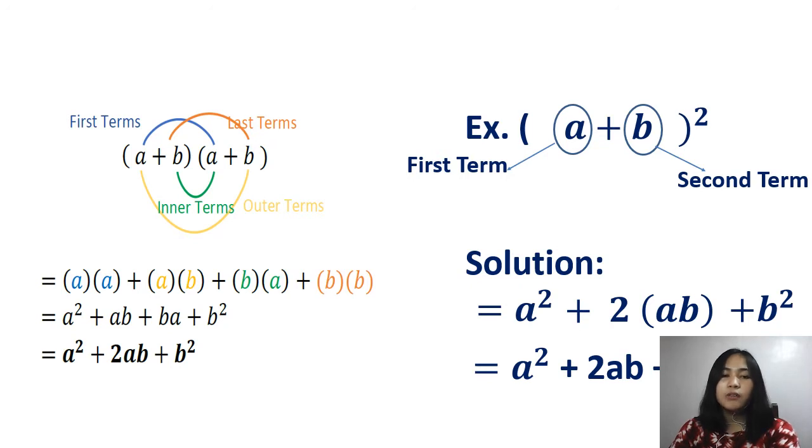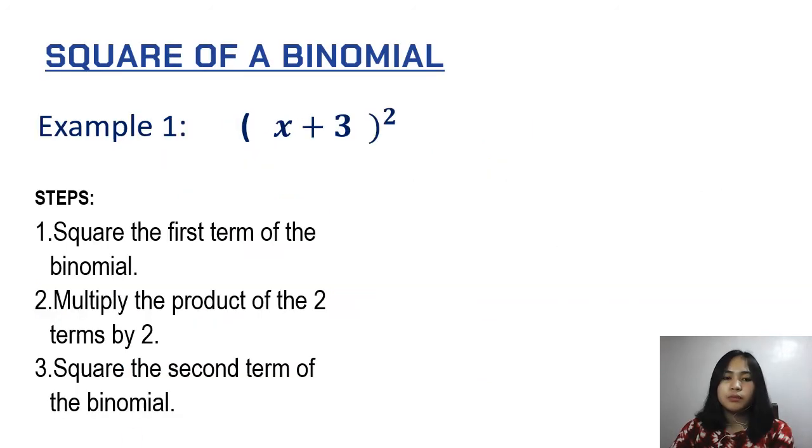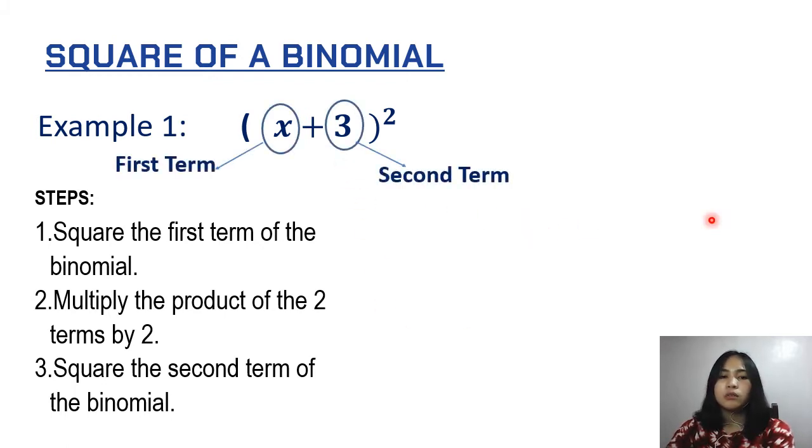So let's have another example. So we have here example number 1. We have the quantity of x plus 3 to the power of 2. So if we're going to follow these steps, we have square of the first term of the binomial. And the second step, multiply the product of two terms by 2 and square the second term of the binomial. So x is our first term and 3 is our second term.